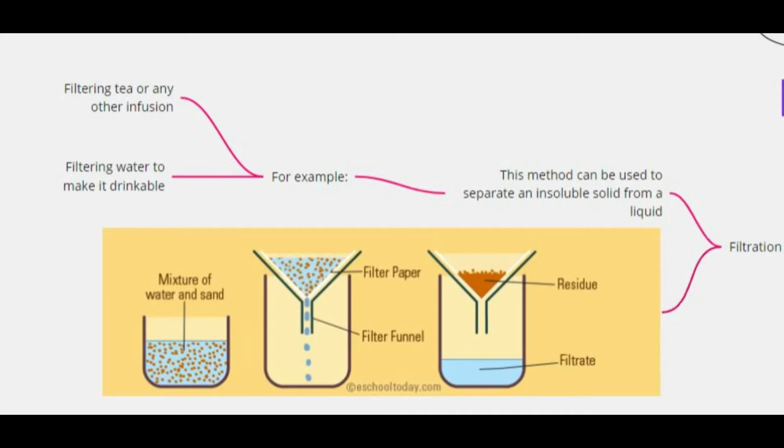This process involves the use of a filter paper placed in a filter funnel. The funnel is placed in a beaker and the mixture of water and sand is poured into the funnel. The liquid part drains through the filter paper into the beaker, leaving the solid sand particles trapped on the filter. In filtration, the liquid part collected is called filtrate, and the solid bit that remained on the filter paper is called residue.